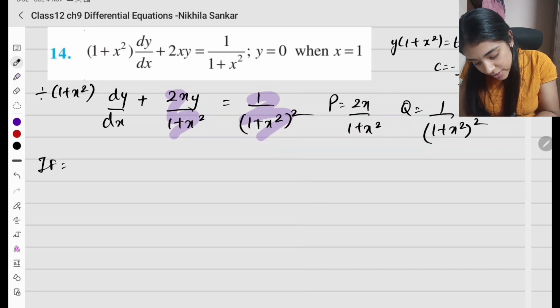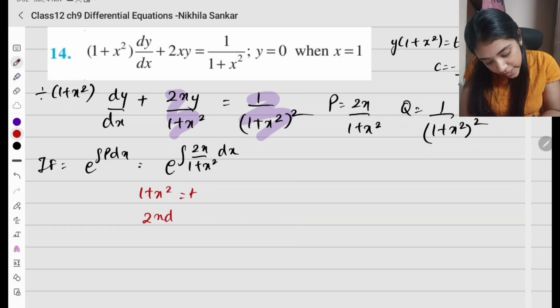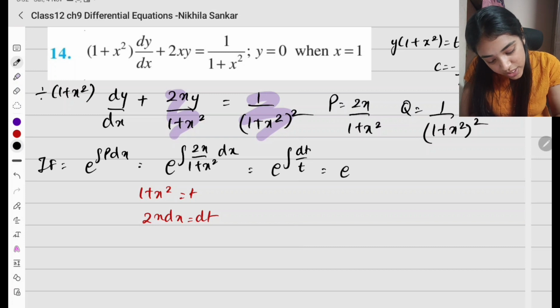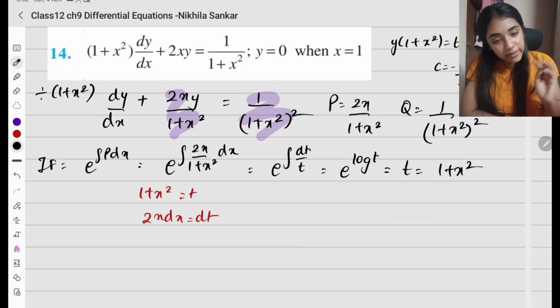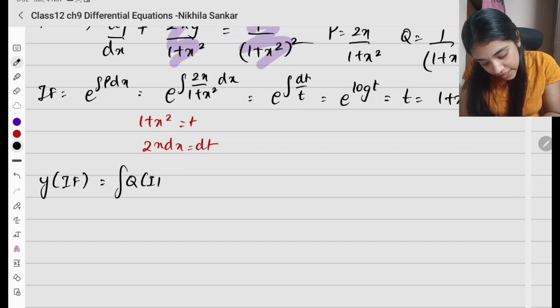The integrating factor is e raised to the integral of p dx, which is e to the power of the integral of 2x divided by 1 plus x square dx. Substituting 1 plus x square equals t, 2x dx equals dt. So I'll have e raised to the power of the integral of dt by t, which is e to the log t, which is simply t, which is 1 plus x square. So the integrating factor is found.